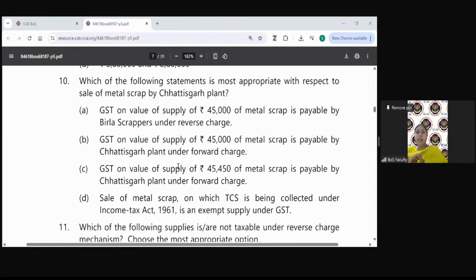GST, now which of the following statements is correct? GST on value of supply of 45,000 of metal scrap is payable by Birla scrappers under reverse charge. GST on value of supply of 45,000 of metal scrap is payable by Chhattisgarh plant under forward charge. GST on value of supply of 45,450 of metal scrap is payable by Chhattisgarh plant under forward charge. Sale under Income Tax Act 1961 is exempt supply under GST.